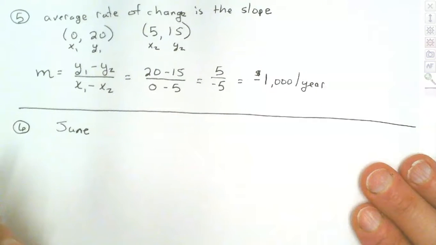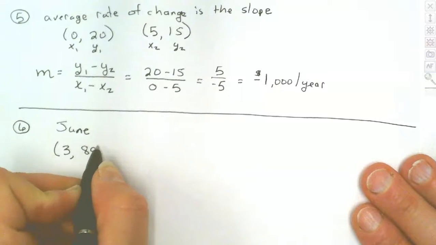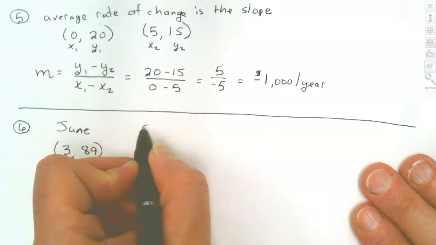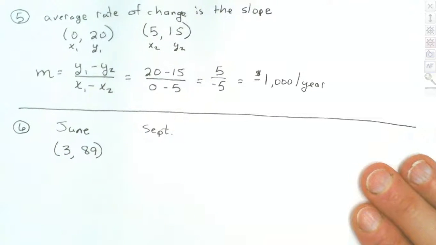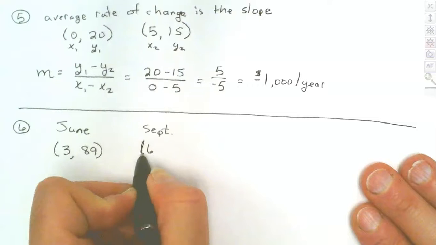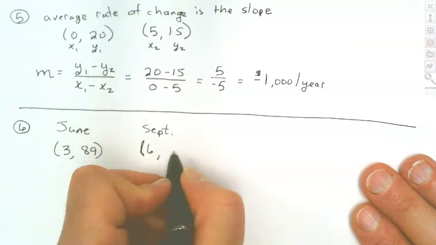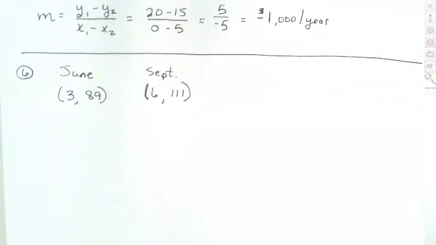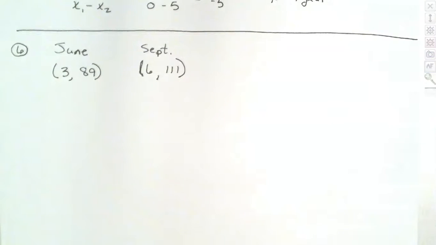So we want June, and June as an ordered pair would be the third month that we've had the stock, and that stock was worth $89. Then we look at September, and in September, that's the 6th month that we've had the stock, and that stock is worth $111. And so what's happening to the value of that stock? Well, over time, that stock is increasing in value, right? If I look at 89 to 111, that's going up. So our average rate of change, or our slope, is going to go up because this stock is making money.